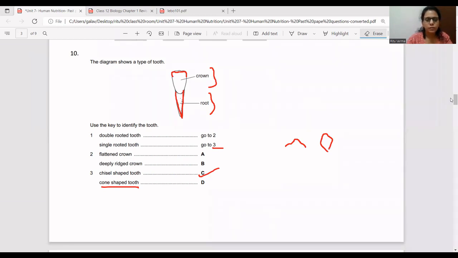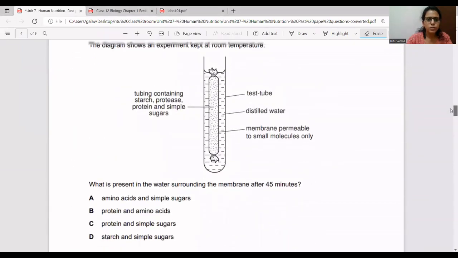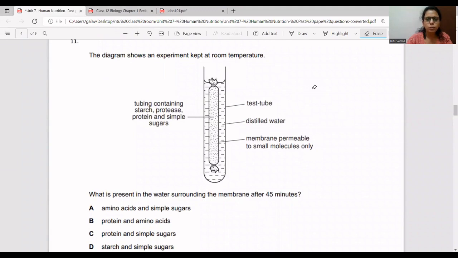Now question number 11. The diagram shows an experiment kept at room temperature. In this experiment you can see there is a test tube. Inside the test tube we have distilled water, and inside that there is a membrane permeable to small molecules only. This is a semi-permeable membrane, and inside the membrane we have starch. We have protease. Protease is a protein digesting enzyme. We have protein and simple sugars. So simple sugars are present, starch is present, protease is there, and protein is there.